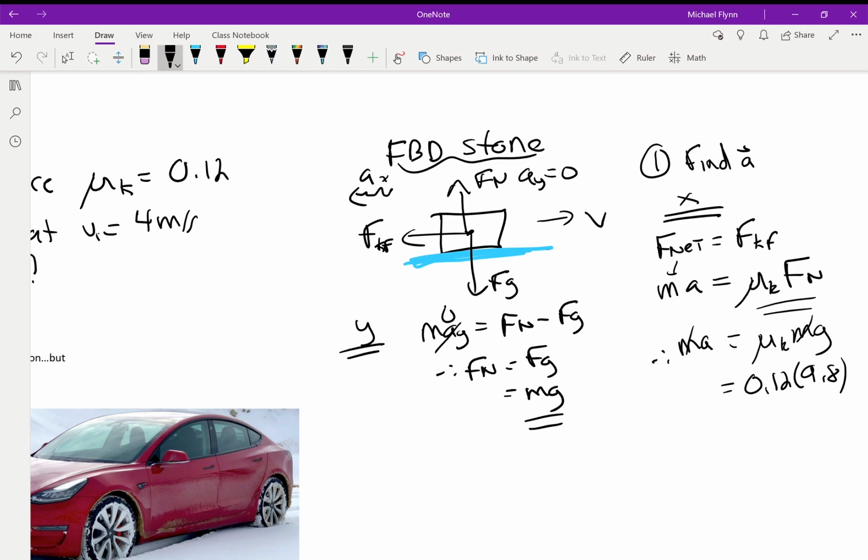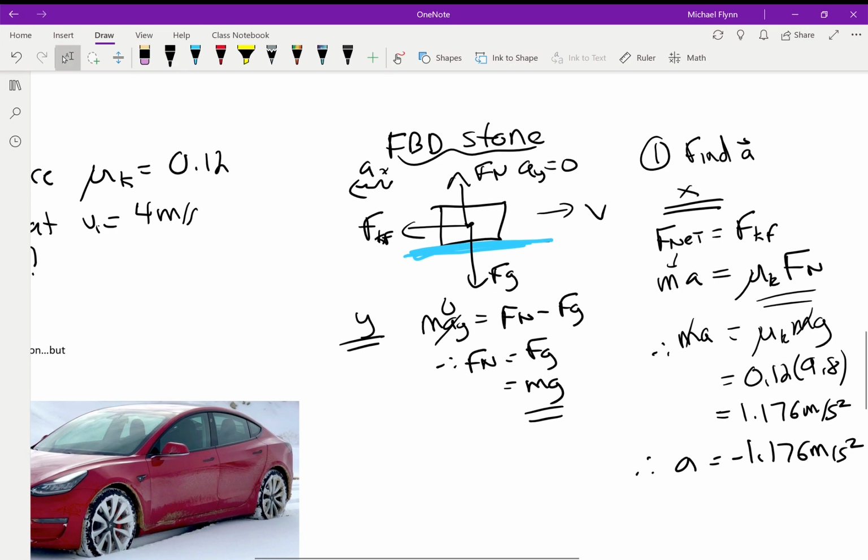If I just take my calculator and go 0.12 times 9.8, I get 1.18. Actually, I'll keep all the digits: 1.176 meters per second squared. Now, that is a negative acceleration, right? It's negative because it's against the direction of the velocity. All right, so that's step one.